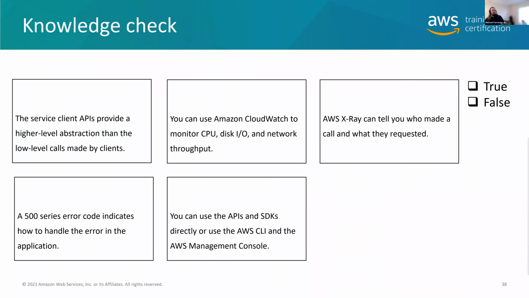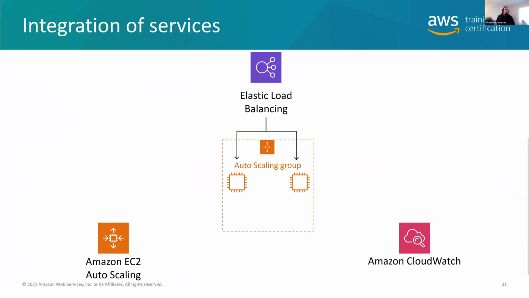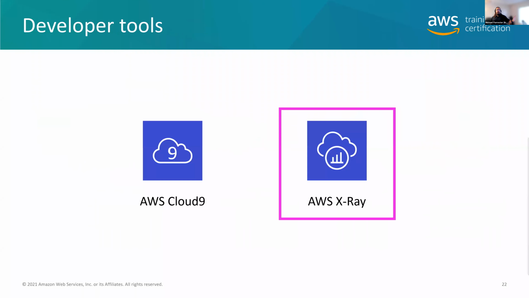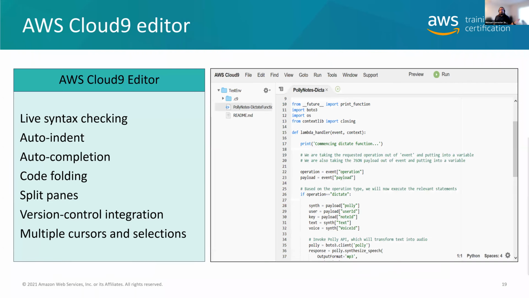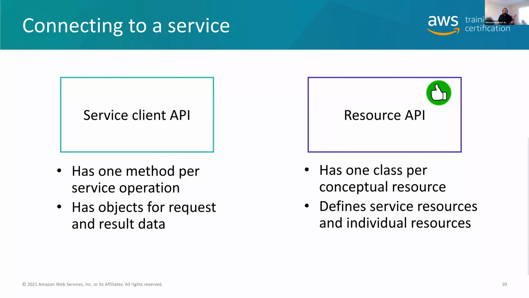Okay, does anyone have any questions about anything around CloudTrail, CloudWatch, X-Ray, Cloud9, the SDKs, the errors, any of these pieces, the service client APIs versus the resource client APIs? Any questions about that?